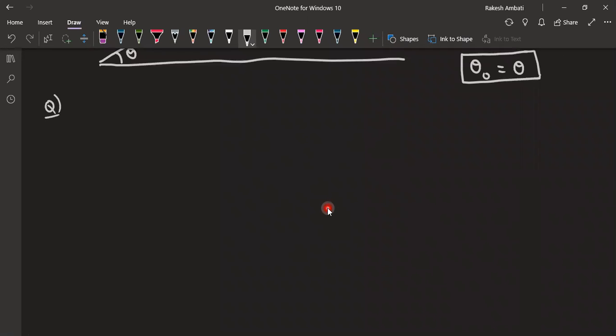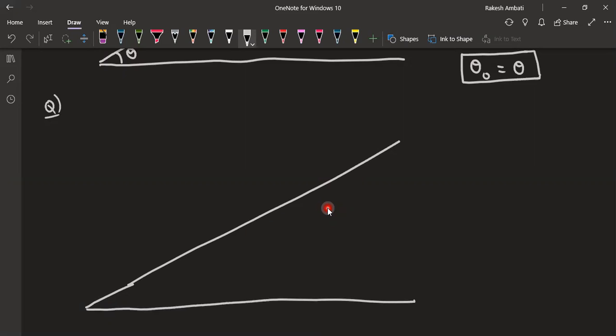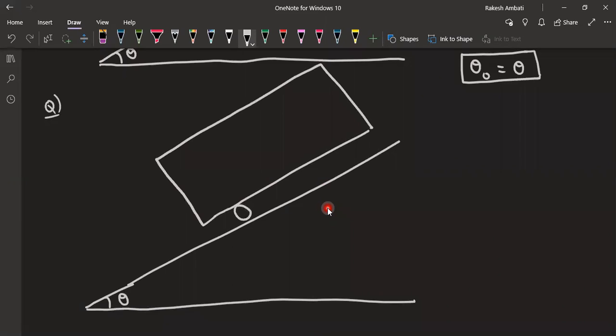So for example, it is an inclined plane. Theta is the angle of inclination, and there is a car. In the question, it is given that the car is moving down the inclined plane with acceleration g sin theta.